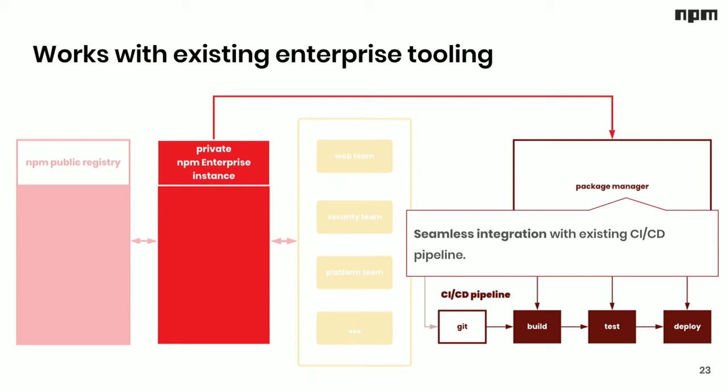So as a last point, you can see also that NPM Enterprise fits really well with your existing tooling. In the same way that the people who talk to the public registry now just talk to NPM Enterprise, and instead of your package manager proxying the public registry, you just proxy NPM Enterprise, and it's basically just changing a URL. So it's really easy to add NPM Enterprise into your existing CI/CD pipeline.